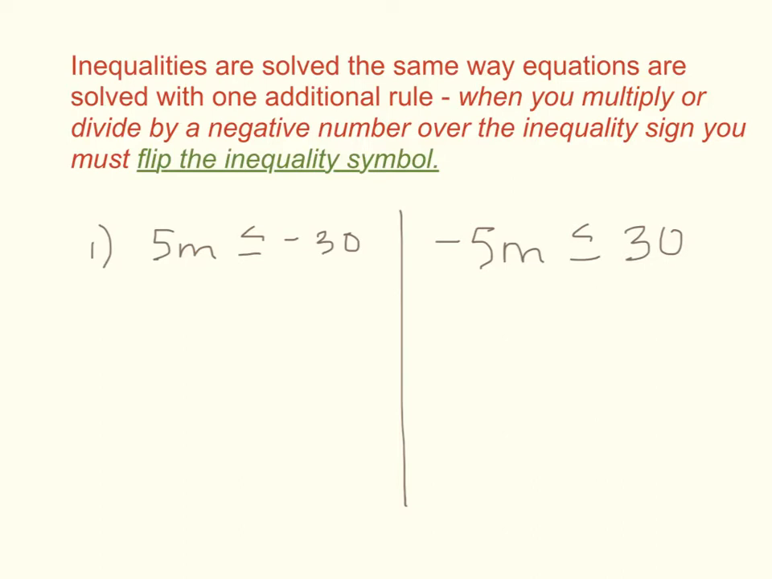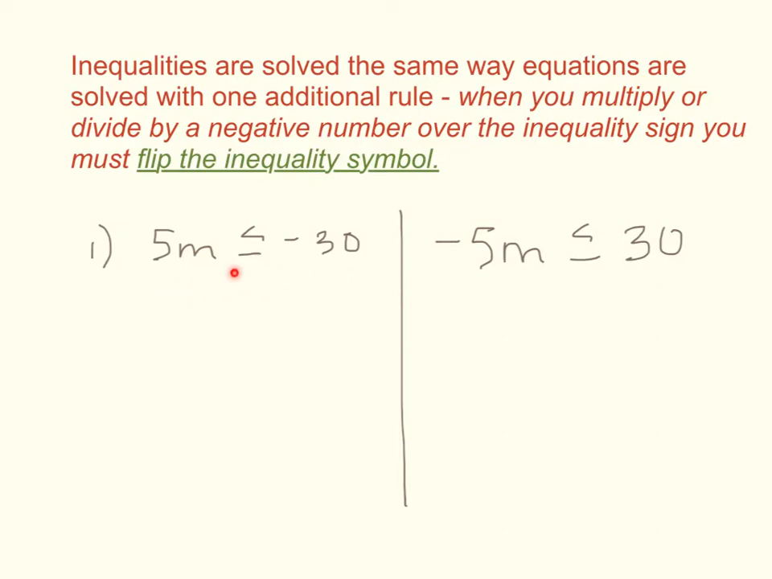Now I want you to look at these two problems down here. I'm going to do them parallel. On one side, this side over here, I've got a positive 5m and a negative 30. Over here on this problem, I've got a negative 5m and a positive 30. I want you to see the difference.